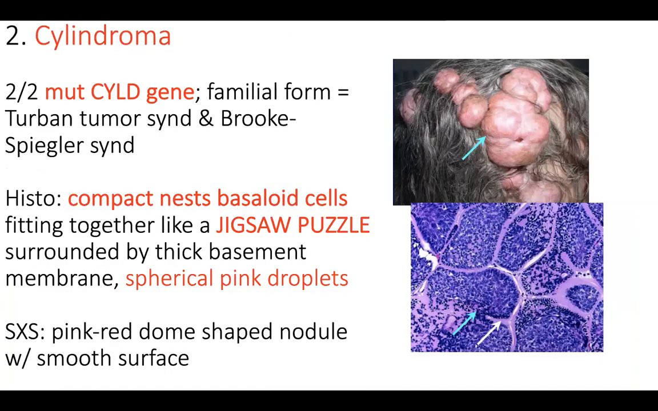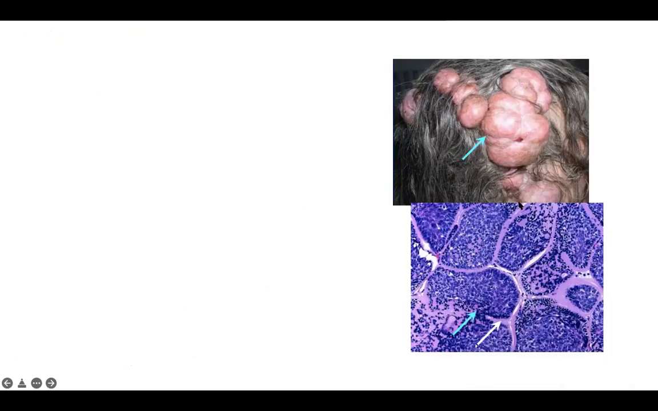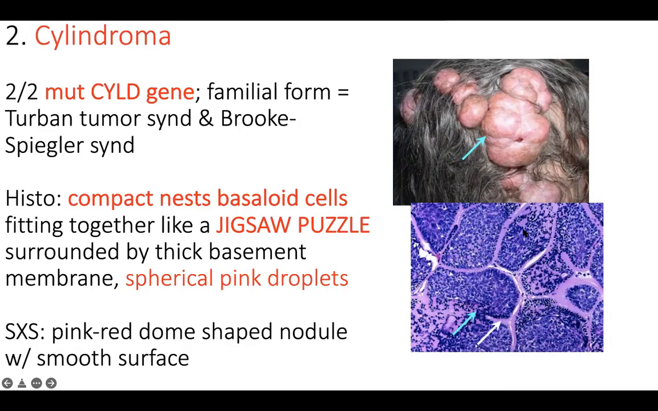Cylindroma. Easy mutation to remember. It's CYLD, just like cylindroma. There's two different forms, the turban tumor form or the Brooke-Spiegler syndrome. It has these complex nests, as we can see, like the last one that had nests. These are cords and nests, and they have basaloid cells that fit together like a jigsaw puzzle.